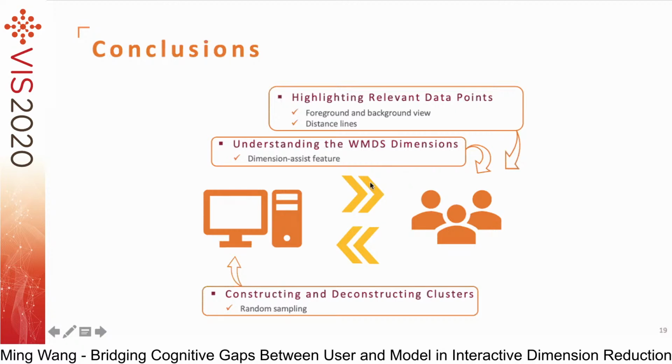Well, for the 3rd cognitive gap, constructing and deconstructing clusters, this happens because the model cannot capture users' clustering intentions. So we set criteria for constructing and deconstructing clusters, and we implemented random sampling to facilitate the cluster-related task. And we conducted 2 user studies and 1 simulation analysis. And all the results indicate that our solution can alleviate the corresponding cognitive gaps.